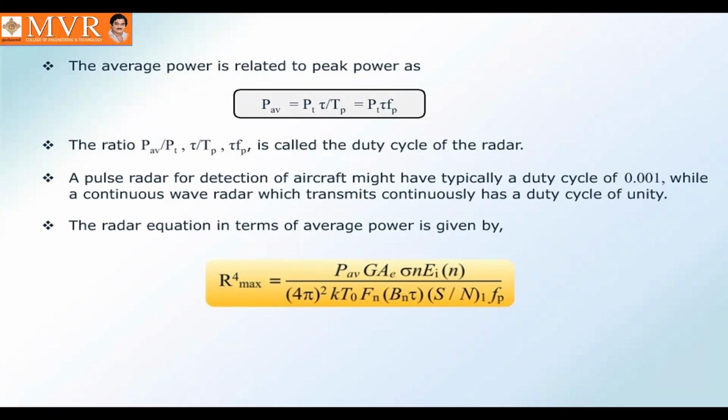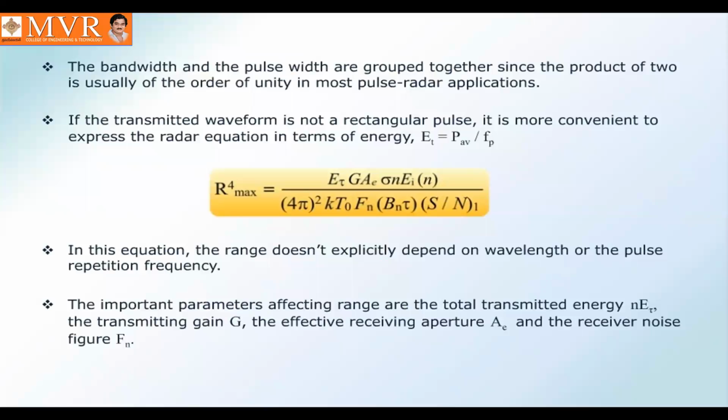And after substituting all these values in the radar equation, R maximum has this value. Several factors affect the transmitted power, and those are the bandwidth and the pulse width, which are grouped together, since the product of the two is usually of the order of unity in most pulse radar applications. The transmitted energy is Et equals P average divided by fp, and we have substituted that value in the radar range equation. In this equation, the range does not explicitly depend on the wavelength or the pulse repetition frequency.